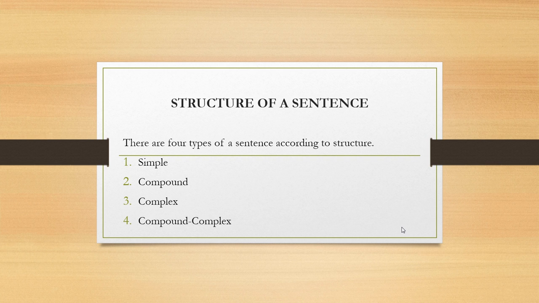We have the types of a sentence according to structure, and we have the types of a sentence according to function. Okay, but here we will be talking about the structure. In the function we will be talking in the next lecture. According to the structure of a sentence, we have got four types of a sentence. The first one is the simple sentence. The second one is the compound sentence. The third one is the complex sentence, and the fourth one is the compound complex sentence.